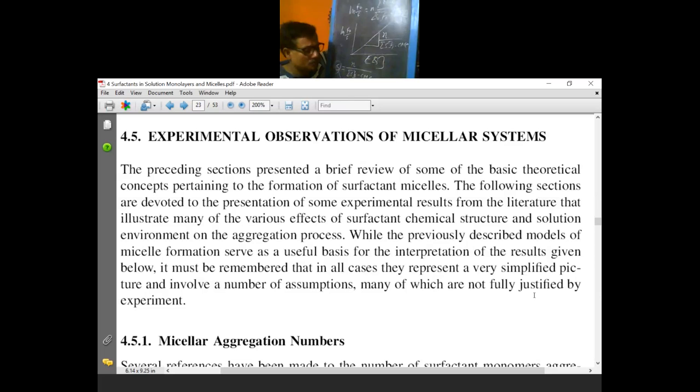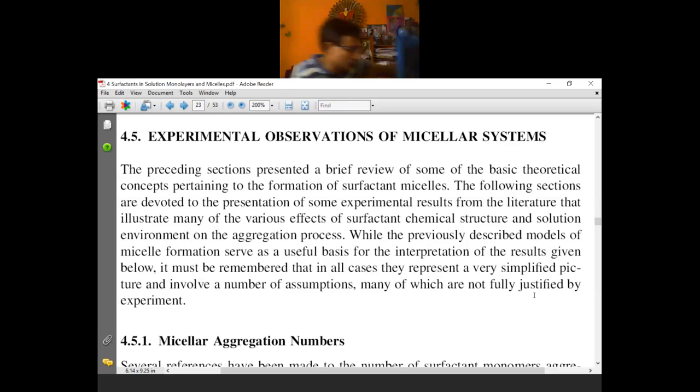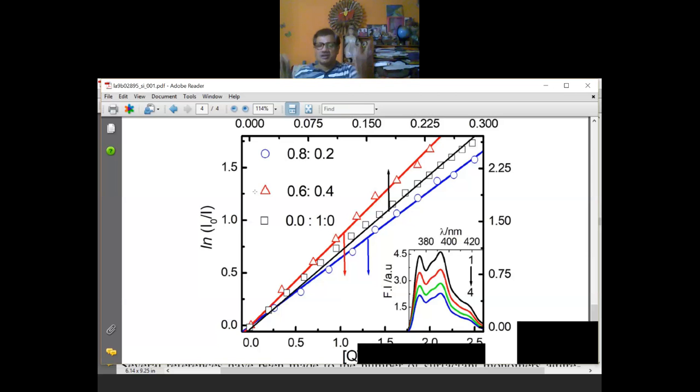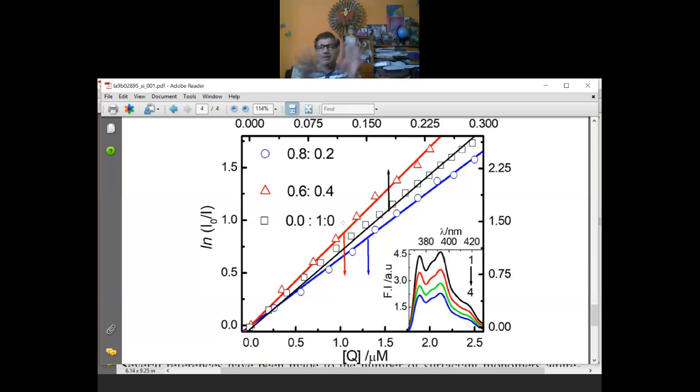I again open it up. Do you have any questions? Okay, let me share before that. Let me again share the slide with you, where I can determine the aggregation number. How can one determine the aggregation number? Here you go. So forget about what numerical values are written over there.